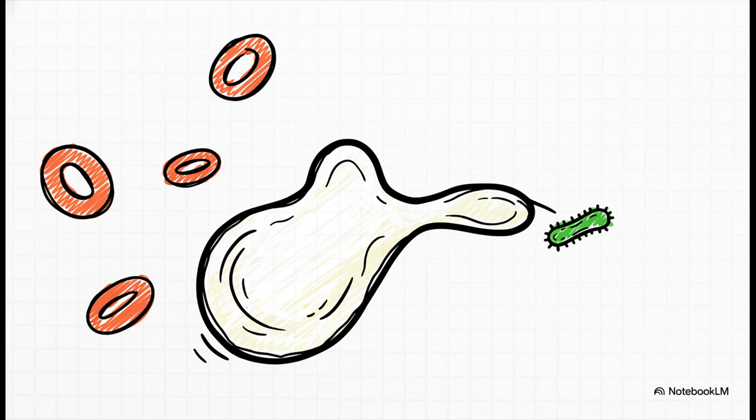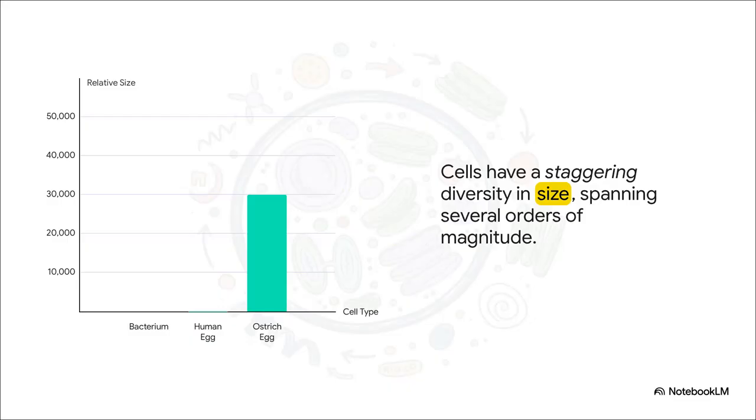You've got this hunter neutrophil, that's one of your immune cells, literally chasing down bacteria. And all around it, you have these passive red blood cells just kind of floating along. Right away, this tells you everything. Cells have totally different shapes, sizes, and, well, personalities. And this diversity absolutely extends to their size.